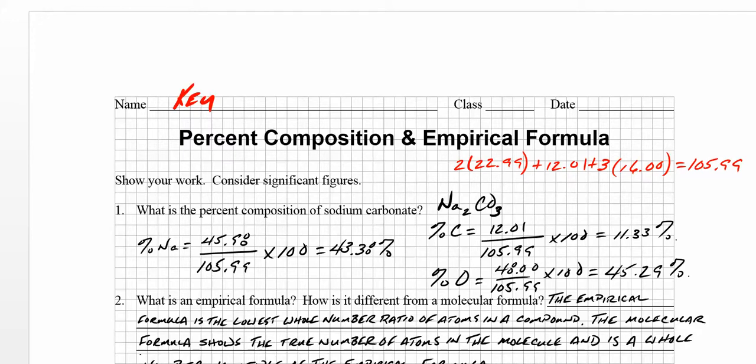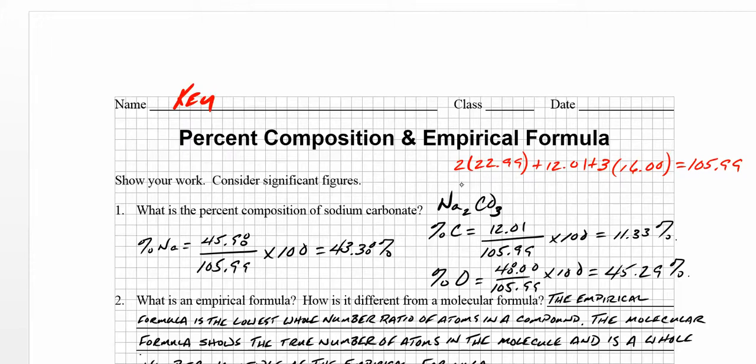It says, what is the percent composition of sodium carbonate? So what do we mean by percent composition? Well, what we mean is we're going to have to determine the percent by mass of each of the elements that are in sodium carbonate. And sodium carbonate is Na2CO3.